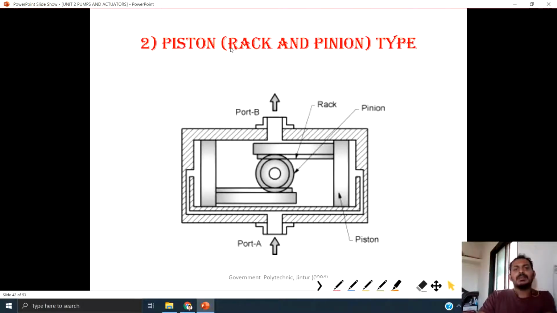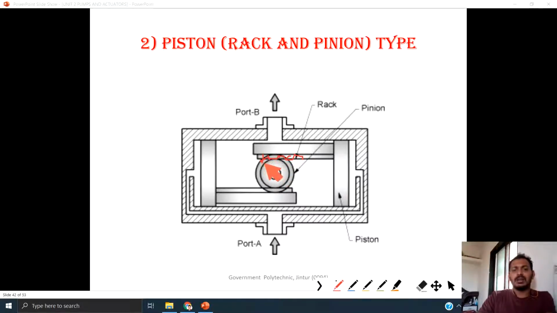Now the next type is the piston, rack and pinion type. Here we are having two pistons, one piston on this side, another piston on this side. These pistons are connected with the rack. Here are the teeth of the rack. And here the pinion is available. Pinion means nothing but your gear.